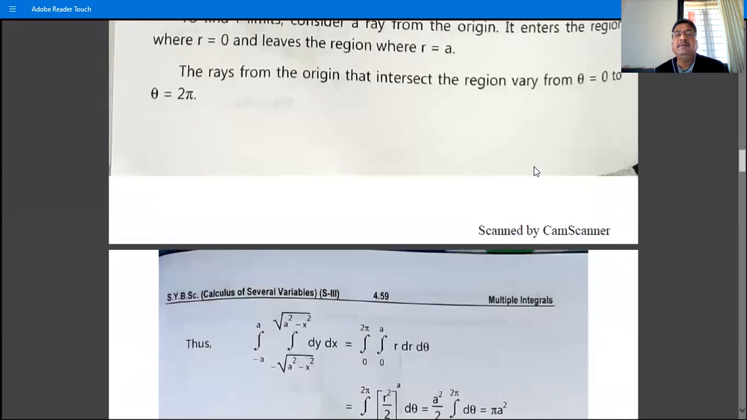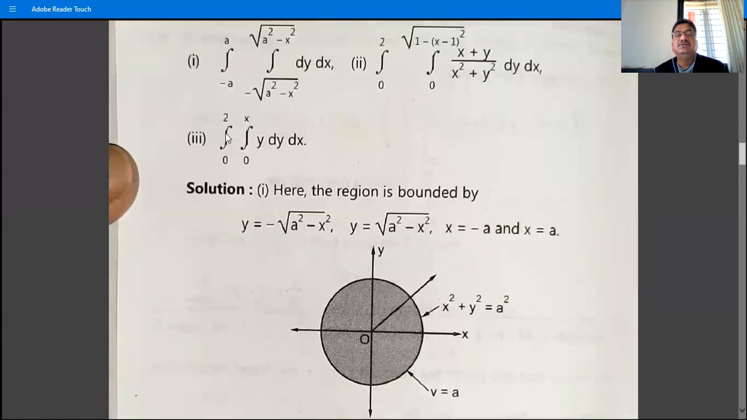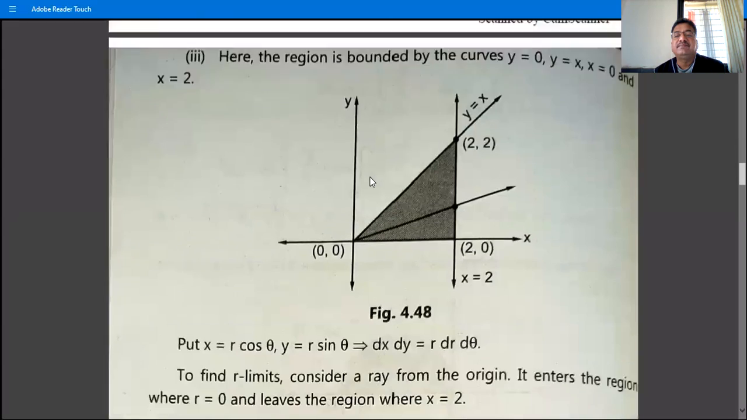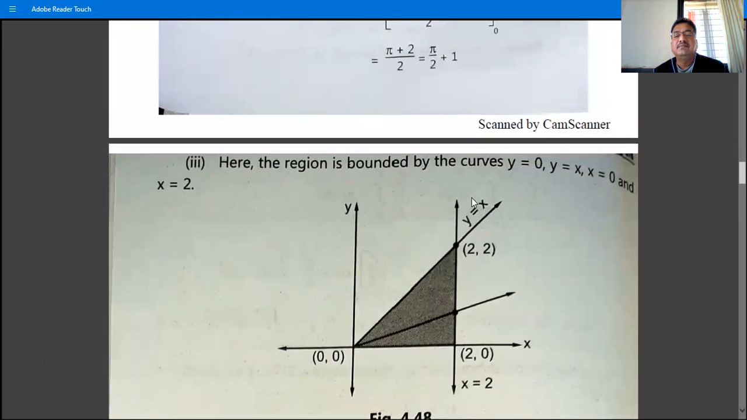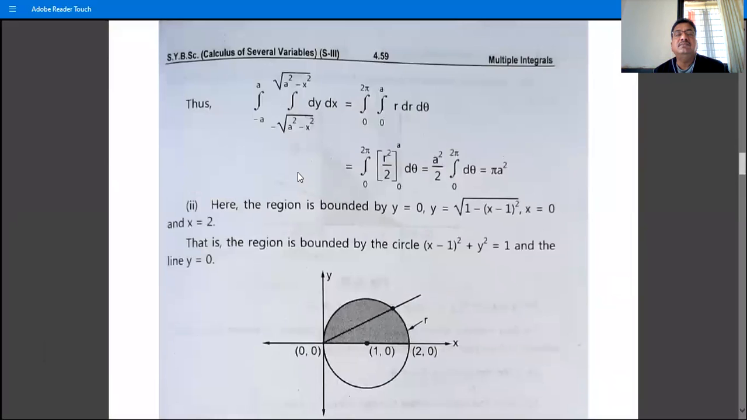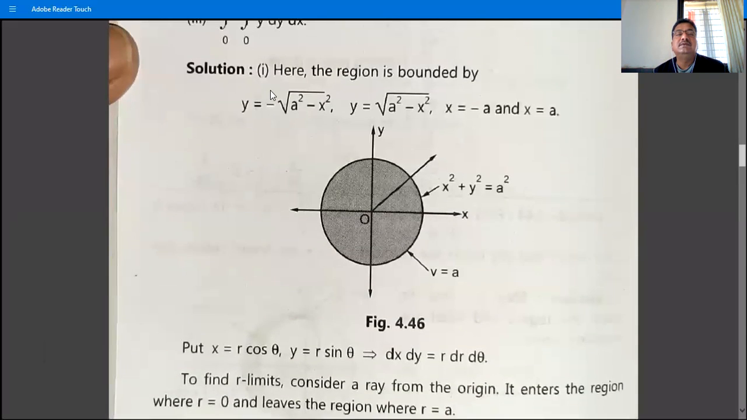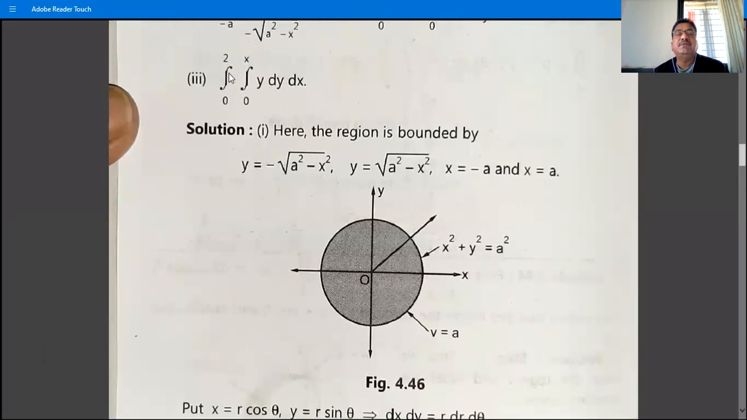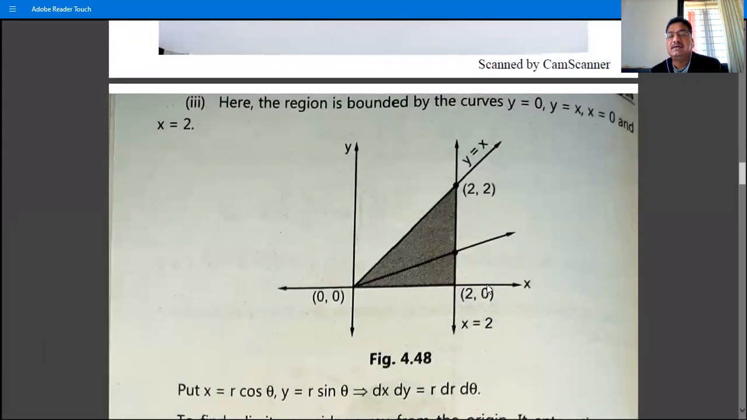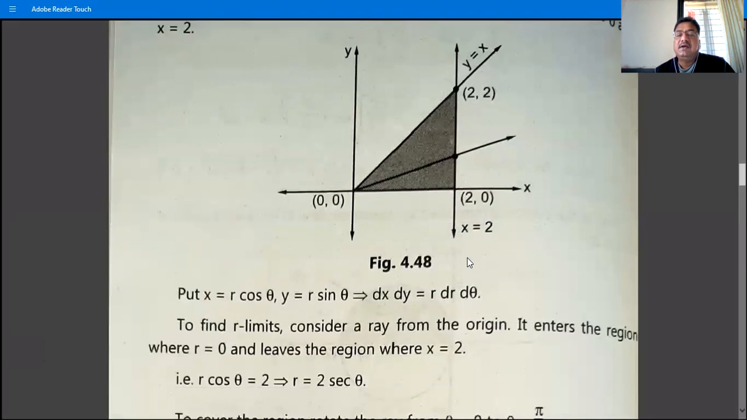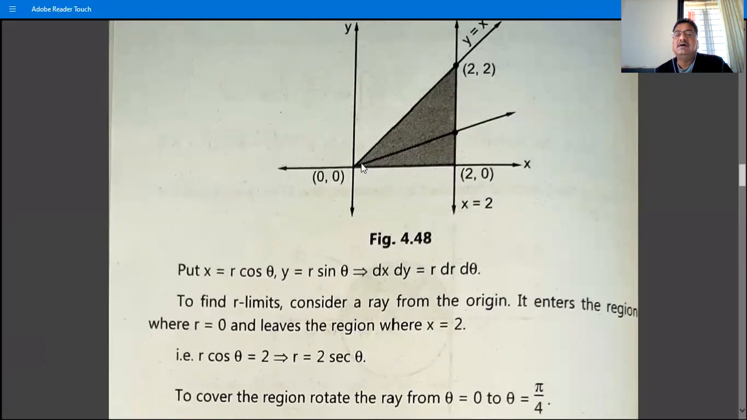So the third problem is this: x from 0 to 2, y from 0 to x. That is, y is 0, y is x, x is 0, x is 2. So draw these lines. y is equal to x, then x is equal to 2 is a line, x is equal to 0 means the y-axis, and y is equal to 0 means the x-axis. Okay, so this is the region. And then draw an arrow.